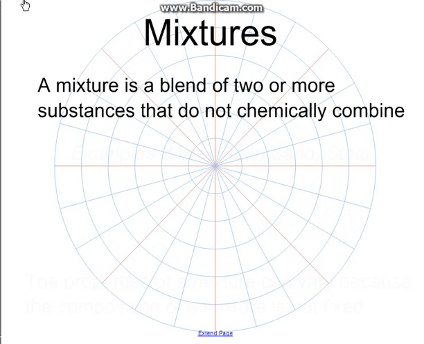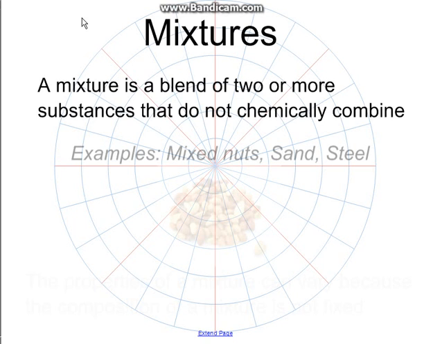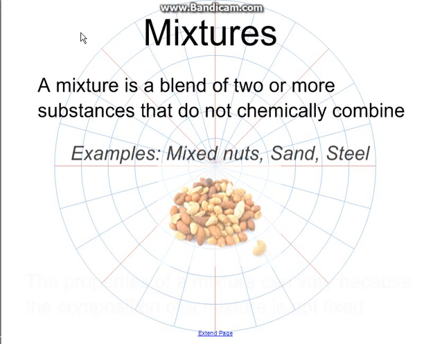Now, on the other hand, there are mixtures. And a mixture is a blend of 2 or more substances that do not chemically combine. They stay separate. A good example of a mixture that is easy to recognize is mixed nuts. You can see there are peanuts and cashews and almonds and Brazil nuts, and they're all mixed together, but they do not combine to form a new kind of nut.